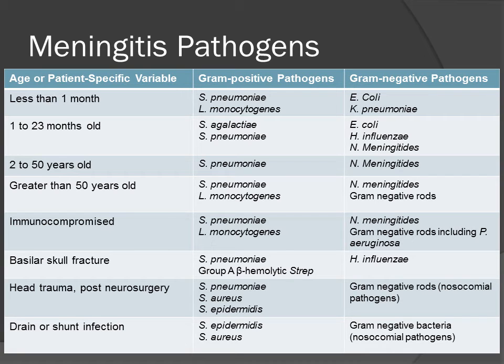When we look at meningitis pathogens, it's definitely age-related. If the patient's less than 1 month old, so we see those patients in special care nursery, the pathogens most likely to be there are Strep pneumo or Listeria monocytogenes. Gram-negative pathogens would be E. coli or Klebsiella.